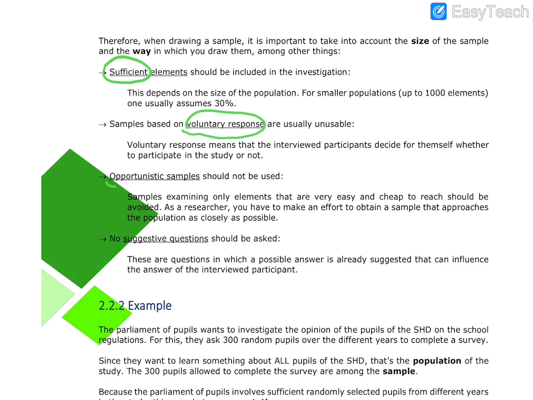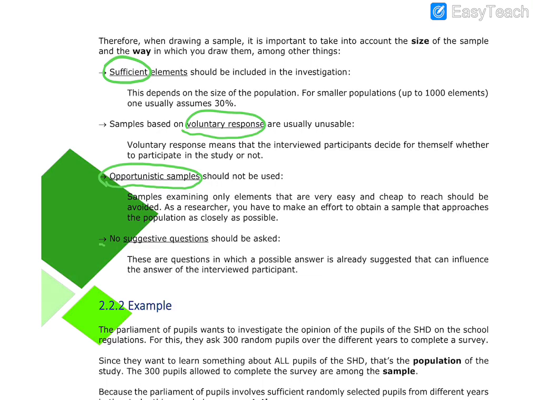Opportunistic samples should not be used. An opportunistic sample is very often a way to make it easy. So, okay, I'm going to simply ask my mom, my dad, my brothers, my neighbor, and well, you have to make sure that the sample that you're going to take represents everyone in your population. So not only your friends or people you know that are willing to cooperate.